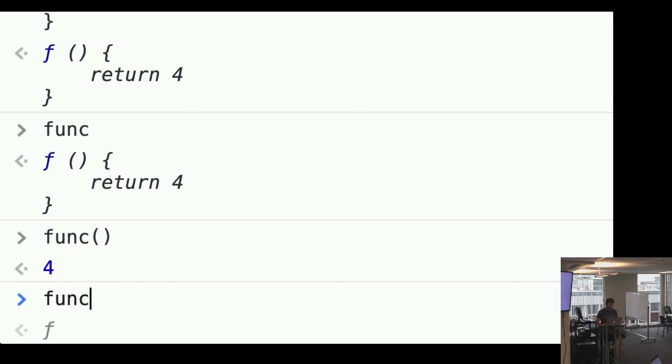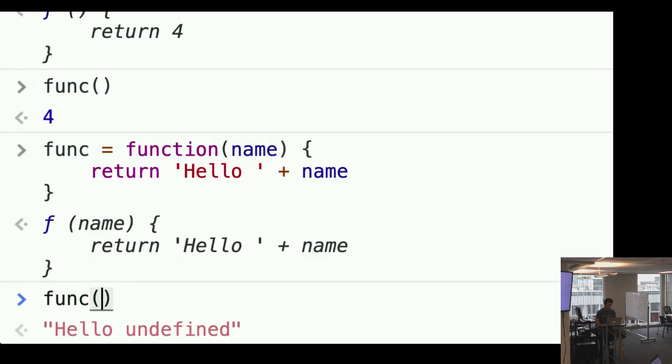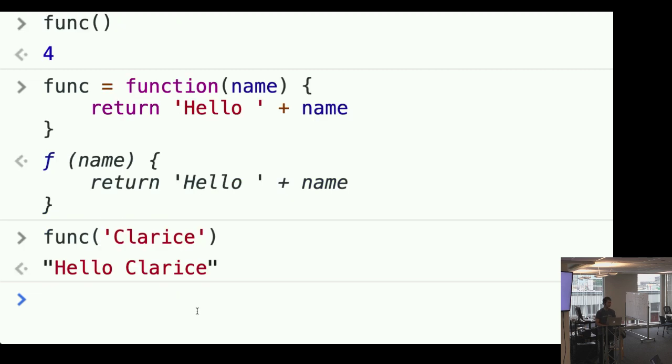Can I give these functions parameters? Absolutely. Maybe my func is something that takes in a name, and I'll have it return hello plus name, maybe. And now my func, when I run it on Clarice, I get hello Clarice. Yes?